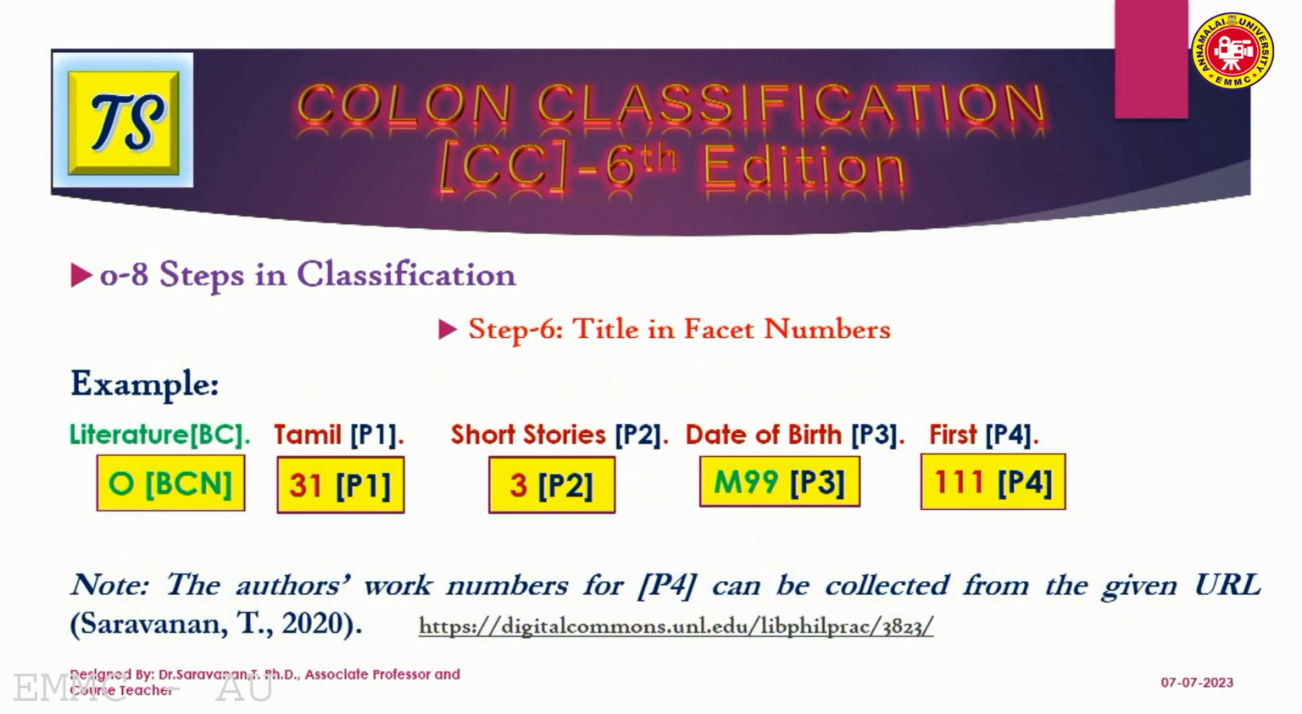And see, the title and facet numbers have been sequenced. The author work number for P4 can be collected from the given URL. The link is there. In this way, you can find it. Keep it in your mind, the P4 notation is not available in the colon classification schedule. If you want to prepare the numbers, you must access this link.